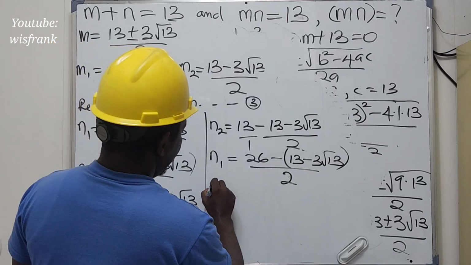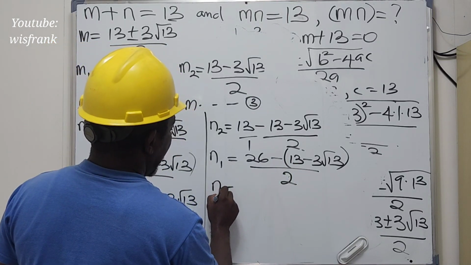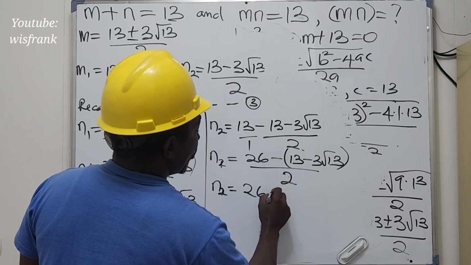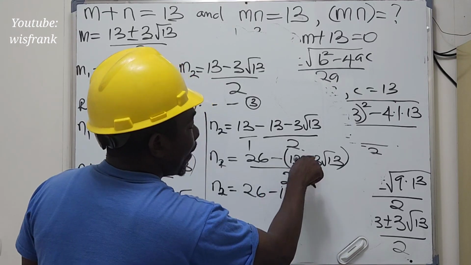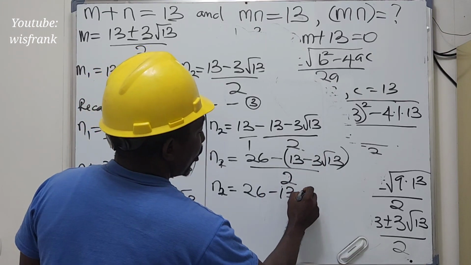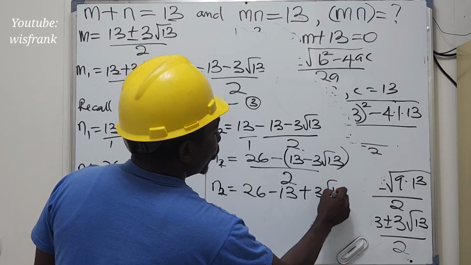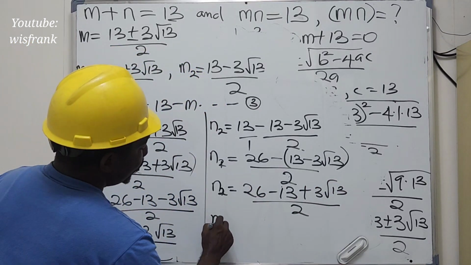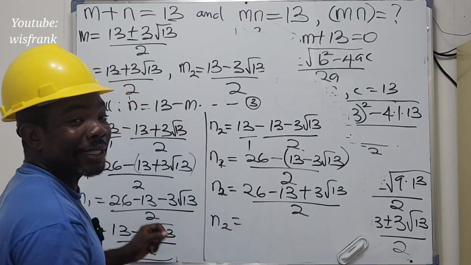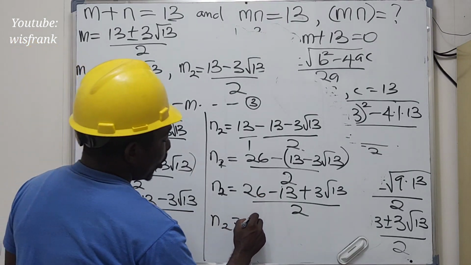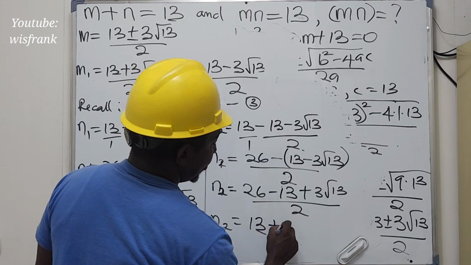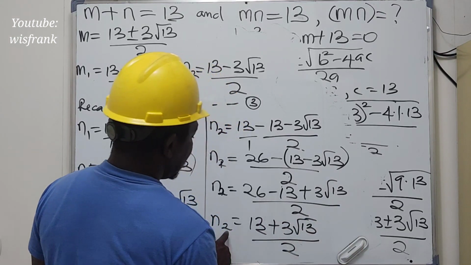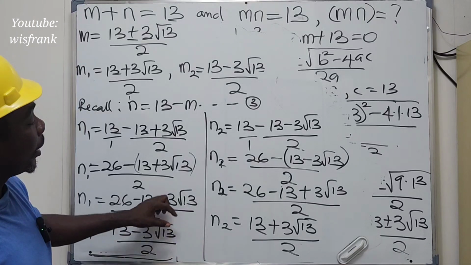Expanding this, n2 equals 26 minus times 13 becomes minus 13. Minus times minus 3 root 13 will become plus 3 root 13 all over 2. So in this case, our n2 will become 26 minus 13, which is 13, then plus 3 root 13 all over 2. So this is the value of n2 that we have.